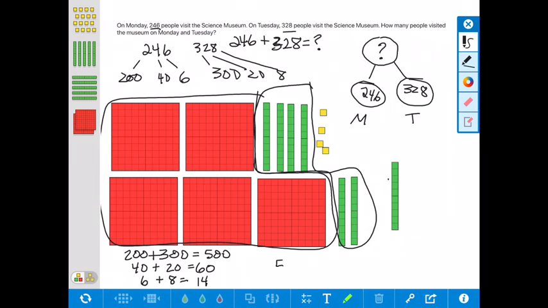So now let's put it all together. 500 plus 60 plus 14, or 500 plus 70, because of this extra 10, plus 4. We'll put that together and we get 574.